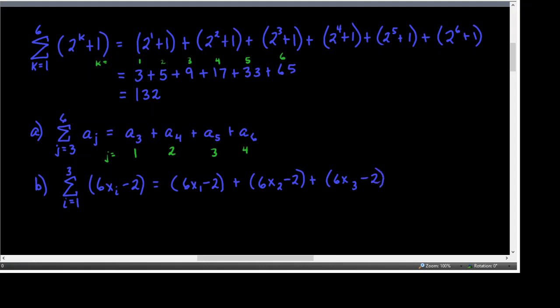And let's see, if we simplify that, it's 6x sub 1 plus 6x sub 2 plus 6x sub 3 minus 2 minus 2 minus 2 is minus 6. So that's a little bit simpler form for that.